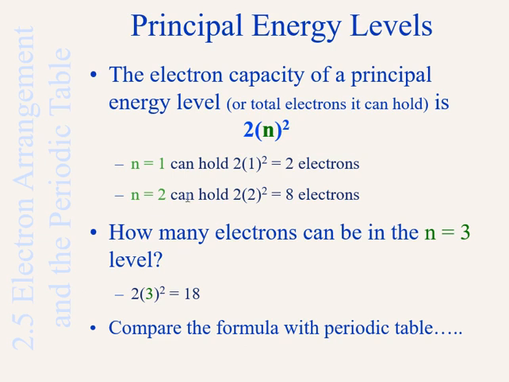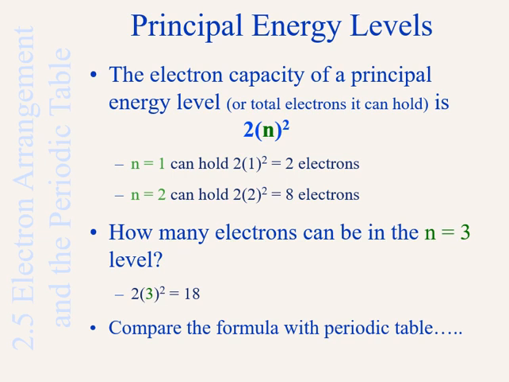When n equals 2, that's going to give us a value of 8 possible electrons. What happens when n equals 3? 3 squared is 9, 9 times 2 is 18. 18 possible electrons. What happens when n equals 4? Pause the video and ask yourself. If you said 32 electrons, that's right, because 4 squared is 16 and 16 times 2 is 32.